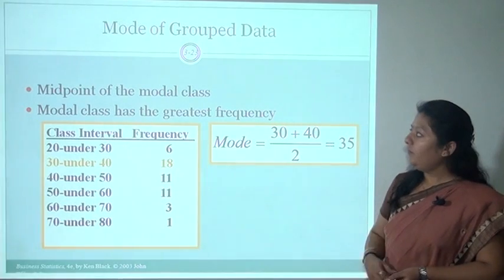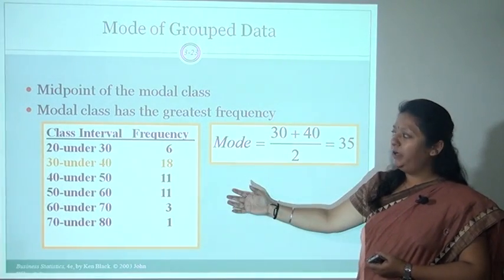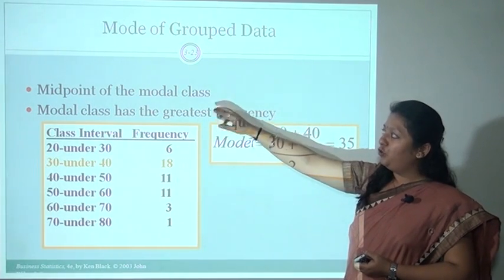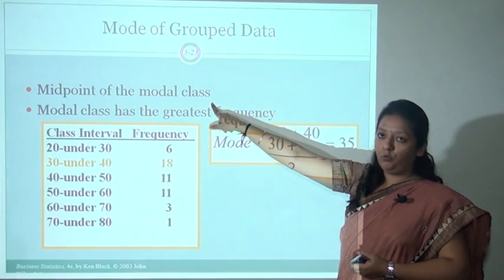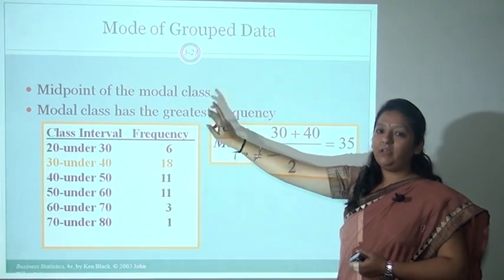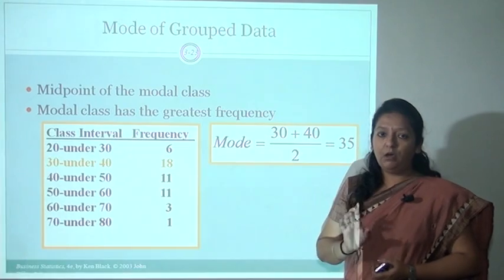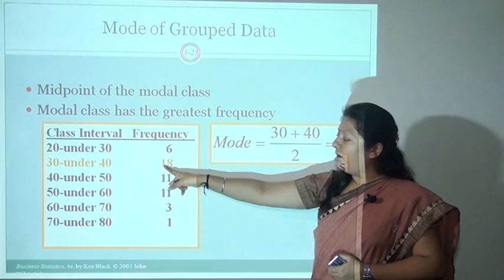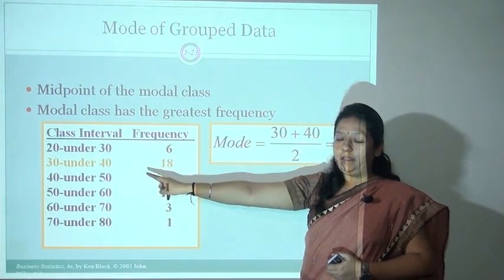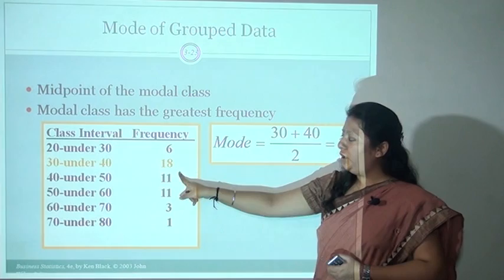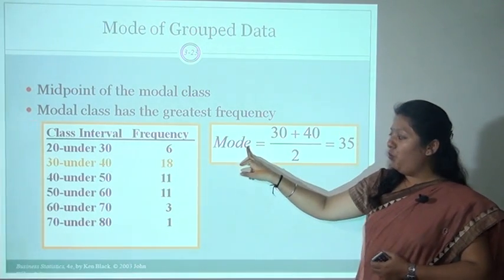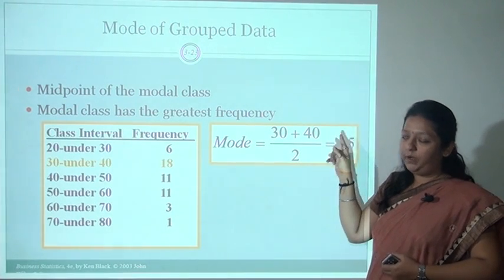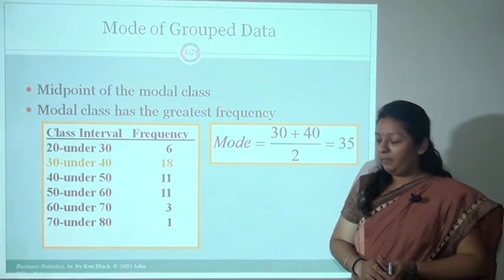Now the mode for group data can be found using the midpoint of the modal class, and the modal class, which has the highest frequency, is going to give the mode. In this data the greatest frequency belongs to the modal class 30 and under 40. So this is our modal class, and the mode is 30 plus 40 divided by 2. So the value of the mode for the group data is equal to 35.